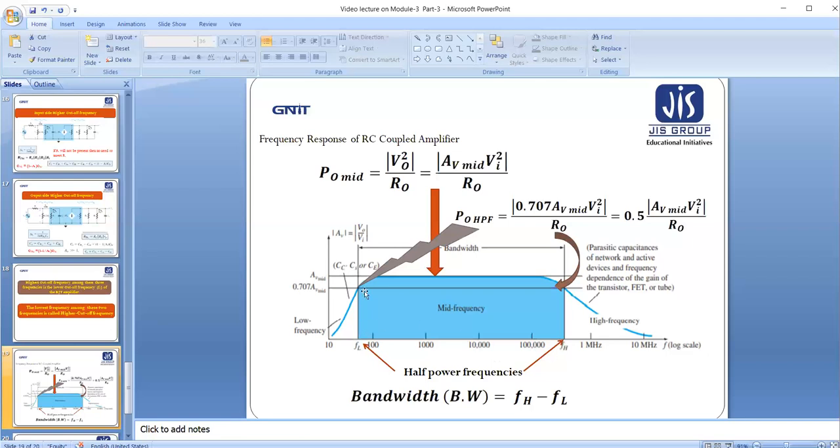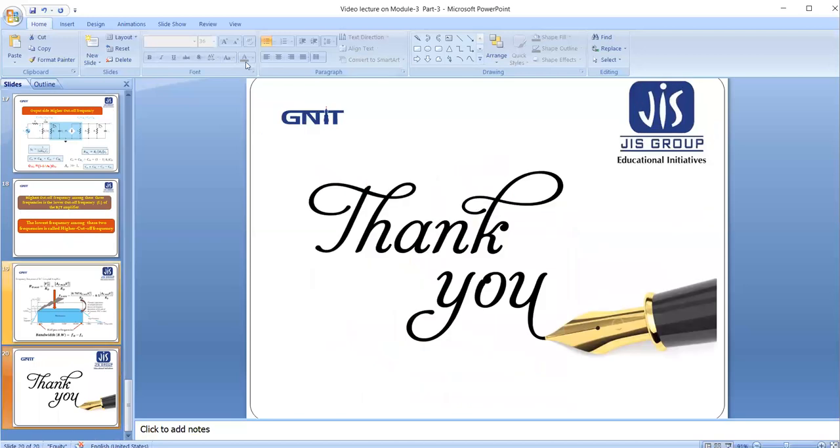And the bandwidth is the higher cutoff frequency minus the lower cutoff frequency, that is FH minus FL. So it is called the bandwidth. This is very essential to amplify any signal. If the bandwidth becomes very high, that means any type of signal will be amplified. This is the introductory concept of the wideband amplifier. A wideband amplifier means the bandwidth is very high, so almost all types of signal can be amplified easily. So that's all. Thank you very much for listening to my lecture.